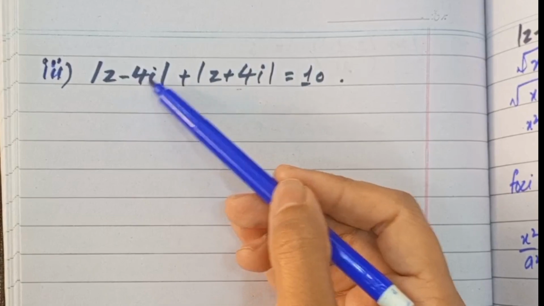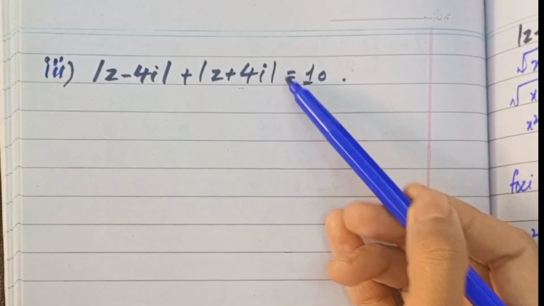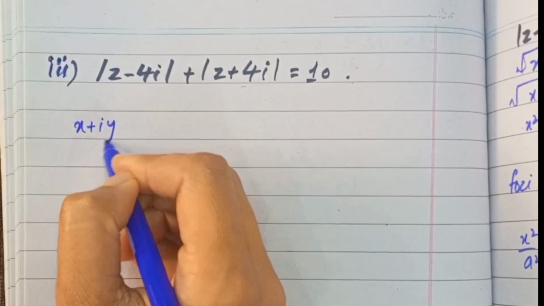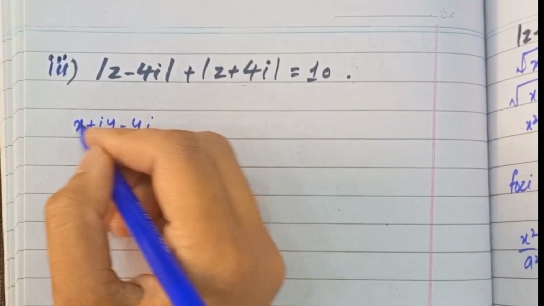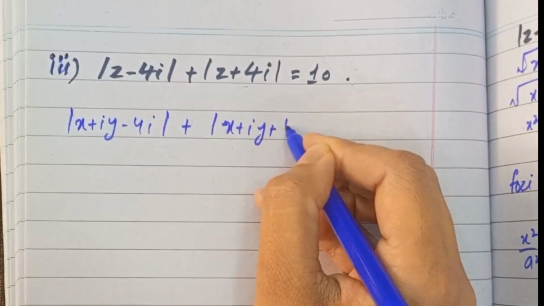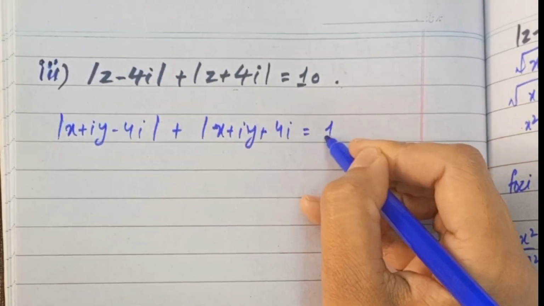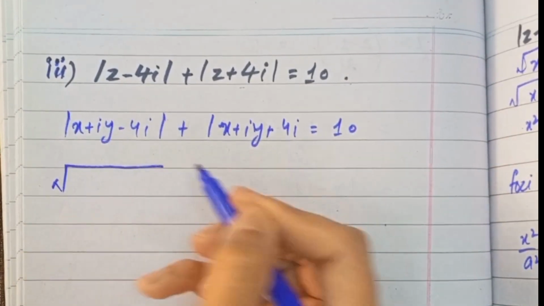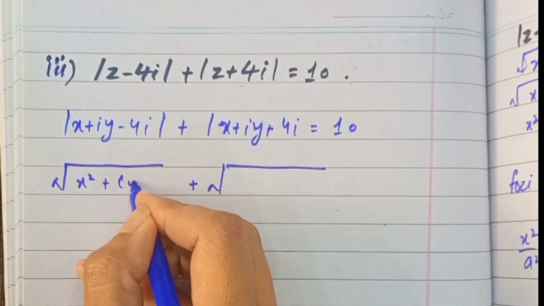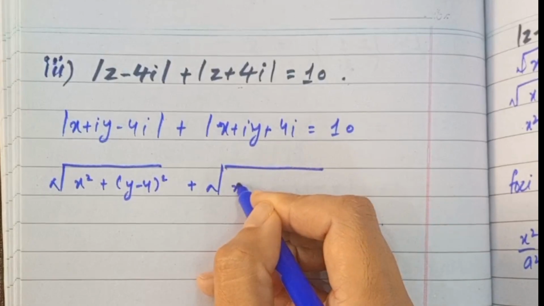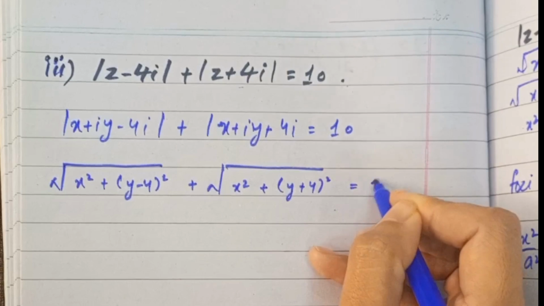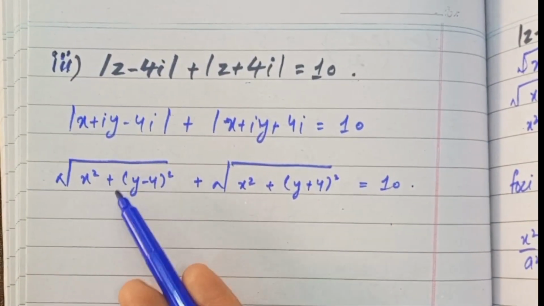See, in part number 3, mod of z minus 4 iota plus mod of z plus 4 iota equals 10. So first of all we will put x plus iota y minus 4 iota, and x plus iota y plus 4 iota equals 10. Now put the formula of mod: square root of x square plus (y minus 4) square plus square root of x square plus (y plus 4) square equals 10. This took the form of an ellipse.